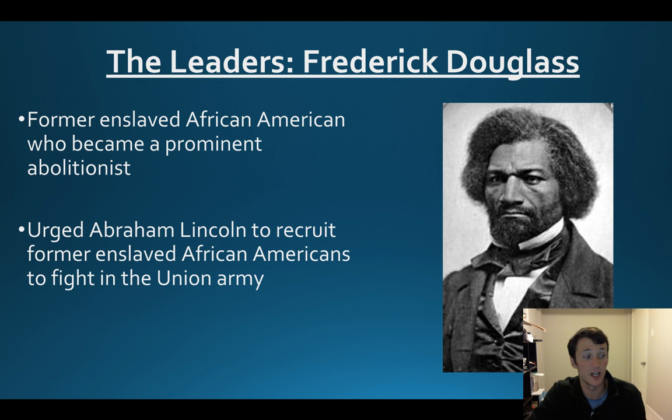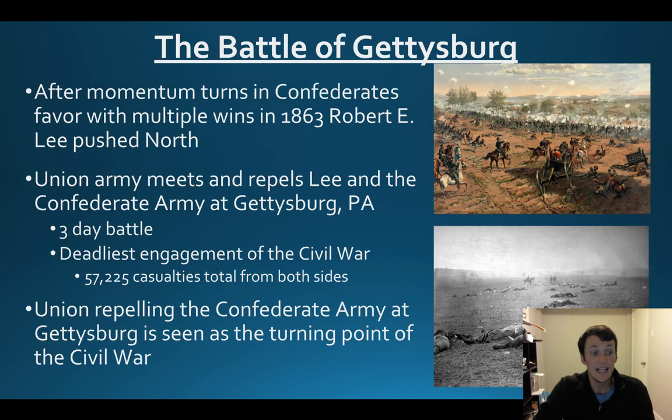So we also talk about Frederick Douglass, right, who is a former enslaved African American who's going to become a prominent abolitionist. He's going to have his own newspaper, right, the North Star, and he's going to be the one that's going to be urging Abraham Lincoln to recruit former African Americans to fight in the Union Army, which is again going to become a major advantage for them as far as numbers, because the Confederacy is not going to want to allow armed slaves, right, because they could just turn on them, and that would not work for them, right?